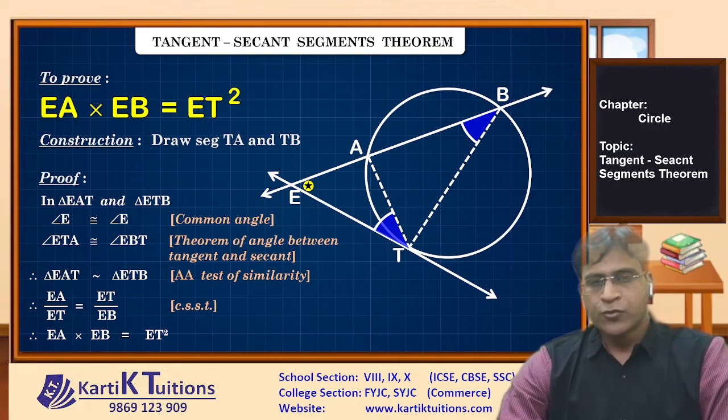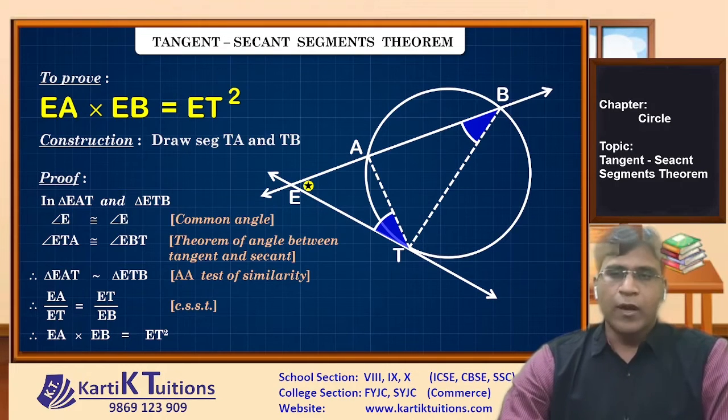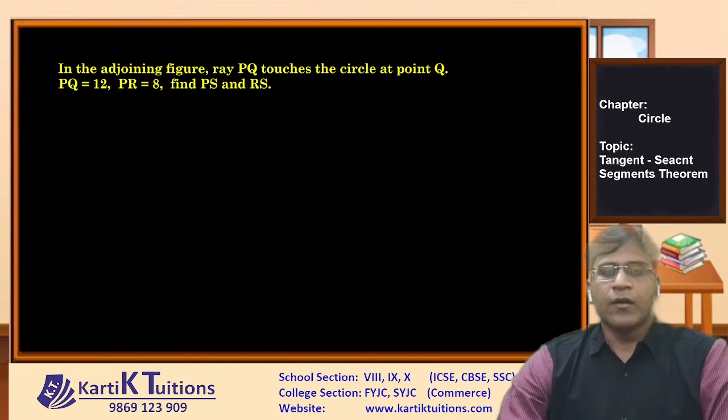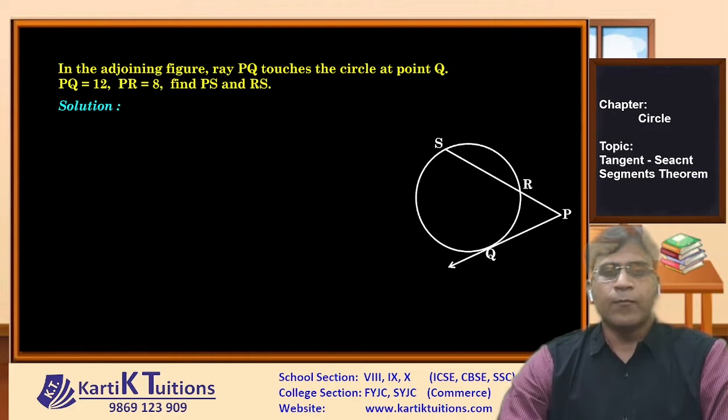I hope you have understood the theorem till now. Let's have a look at two sums which are based on the same concept. In the adjoining figure, ray PQ touches the circle at point Q. PQ is 12, PR is 8. Find PS and RS.